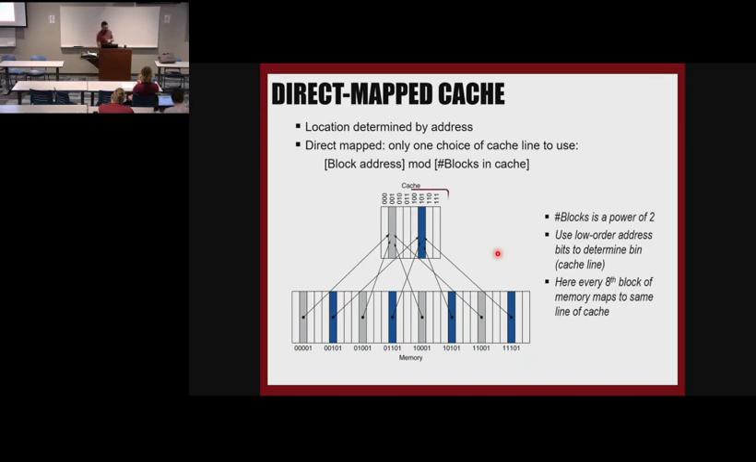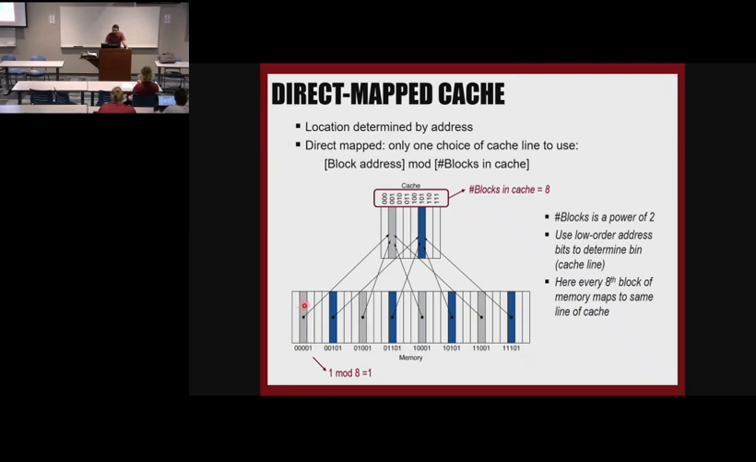Let's take a look at this example. We have 8 lines here, as I said. And let's say we want to address this one. So this is location 00001 in the main memory, which is address 1. So 1 mod 8 would be 1. Right? So it means that we have to check line 1 in the cache for the content that we're looking for in the main memory.